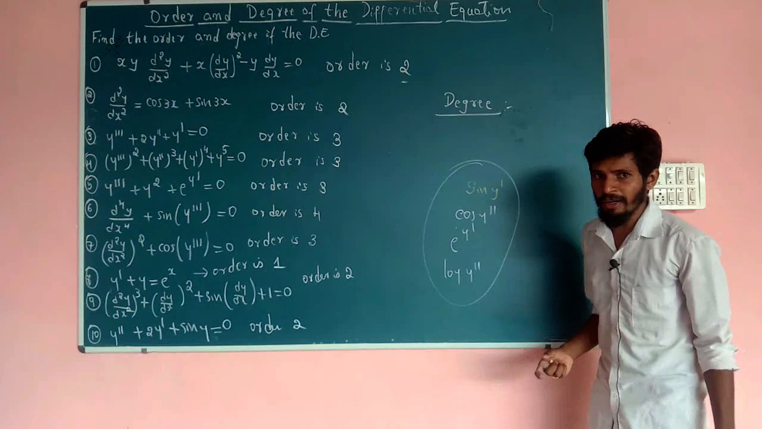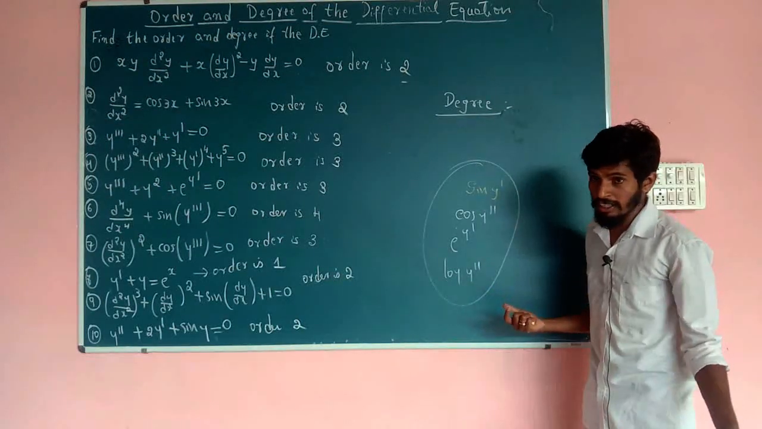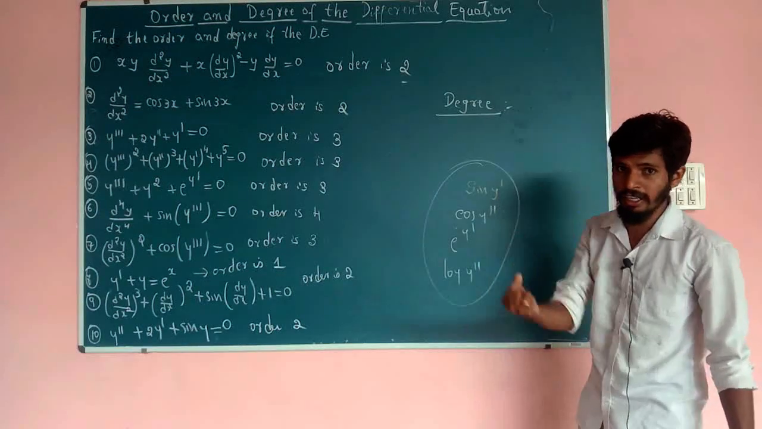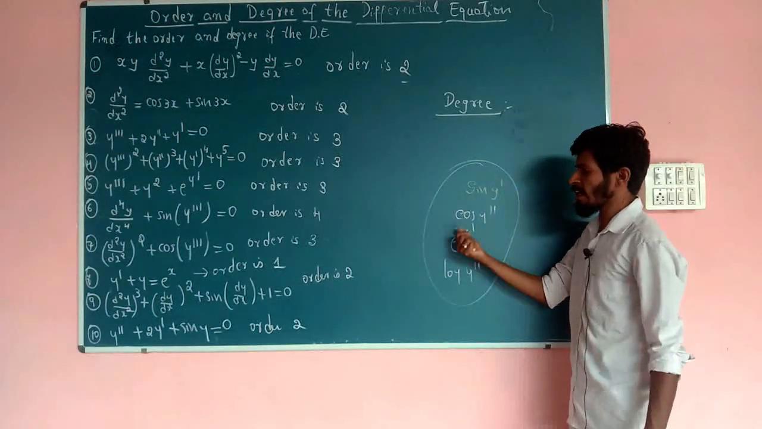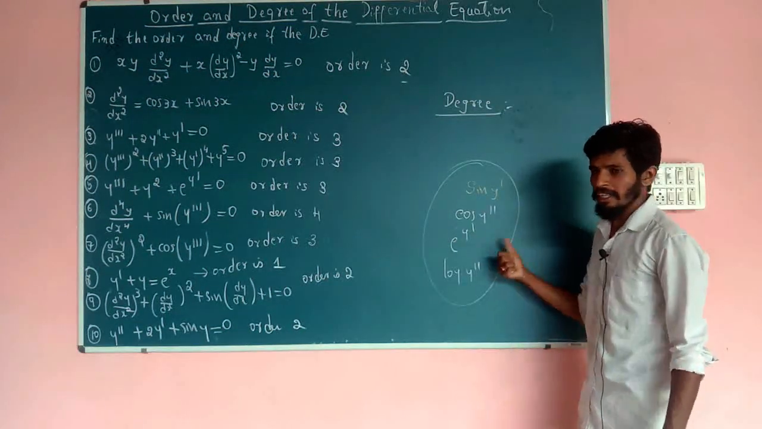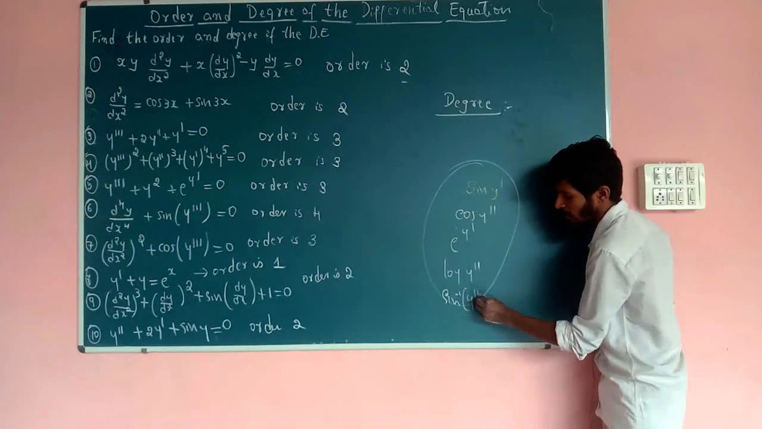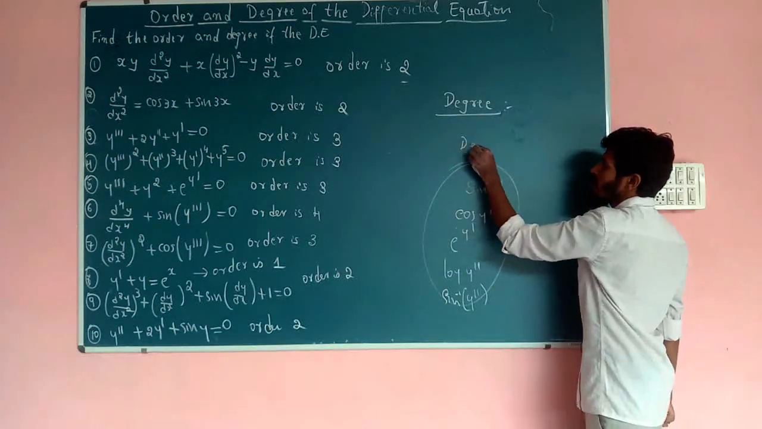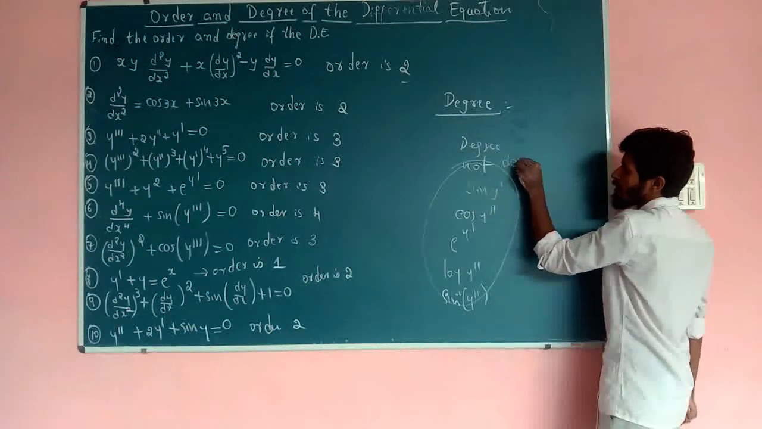Sin of the derivative, cos of the derivative, sin x, sin of the... it is a polynomial equation in derivatives. Don't get confused. Sin of the derivative, cos of the derivative, e to the power derivative, log of the derivative. If terms like these come, sin inverse of the derivative or trigonometric of the derivative, the degree of the given differential equation is not defined.